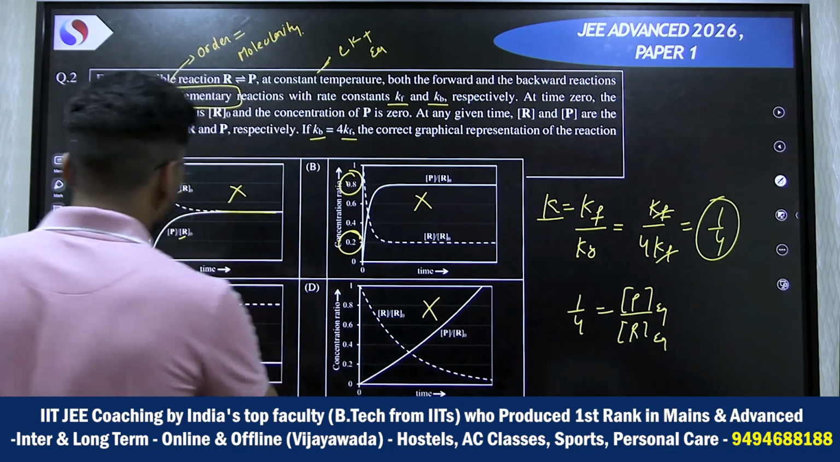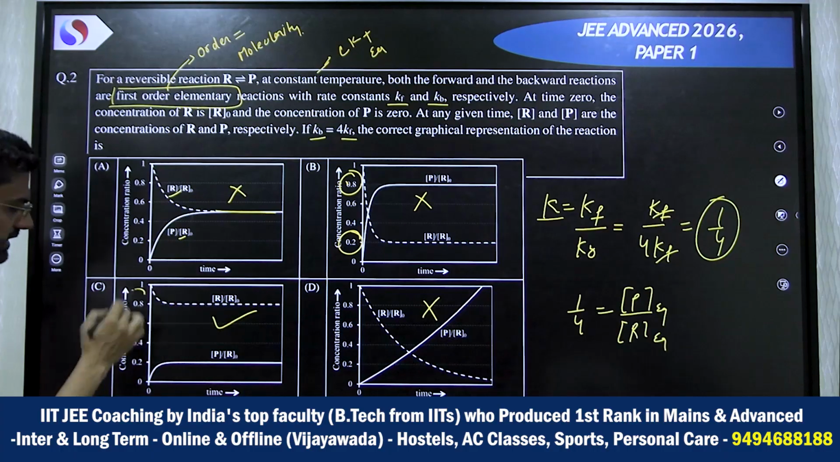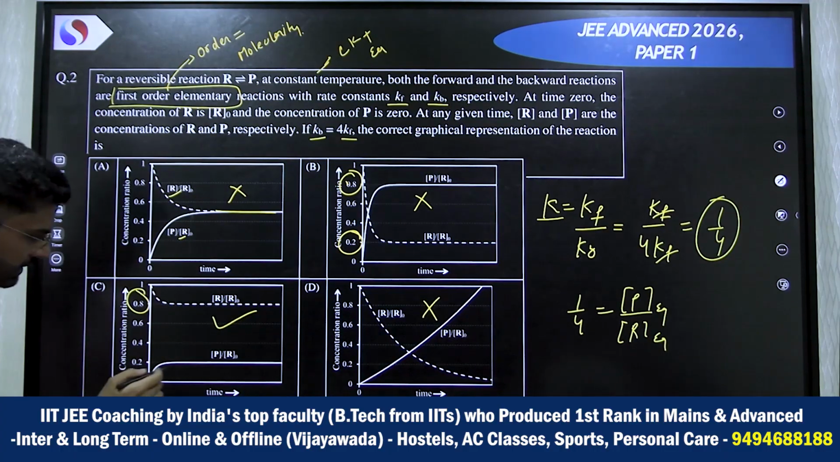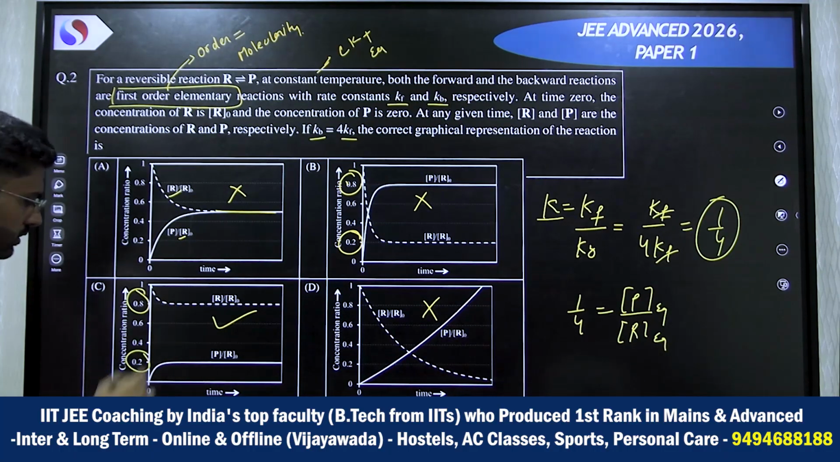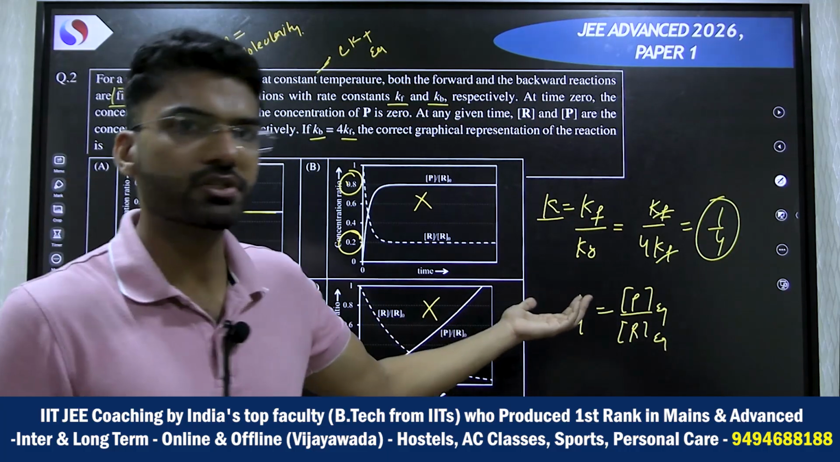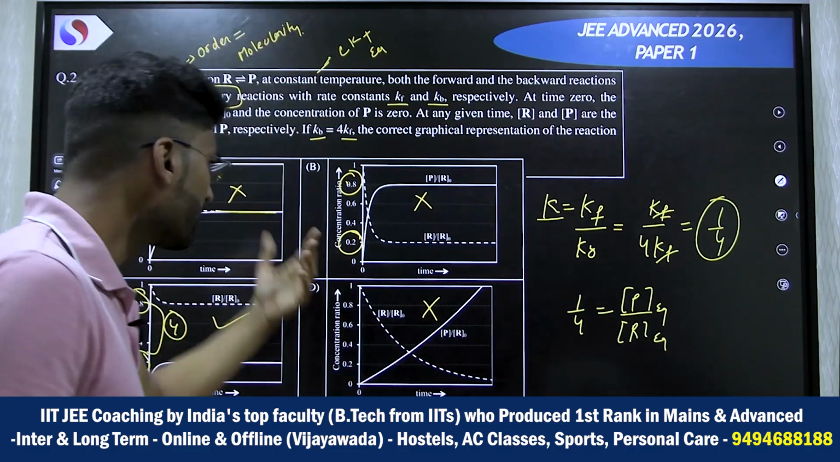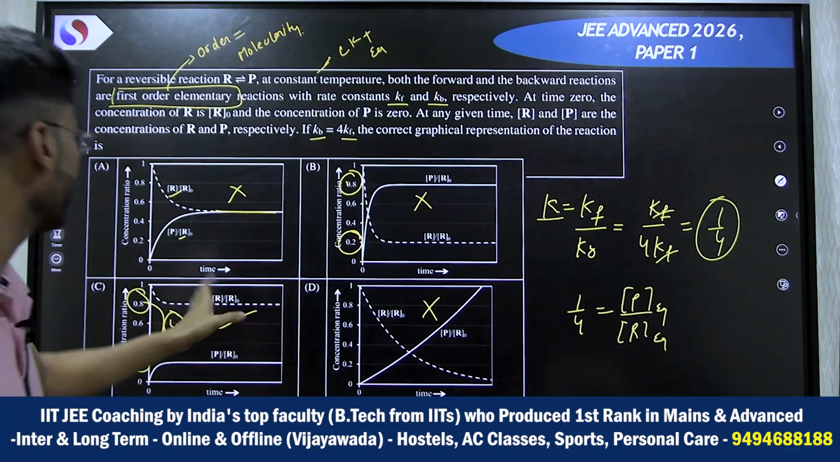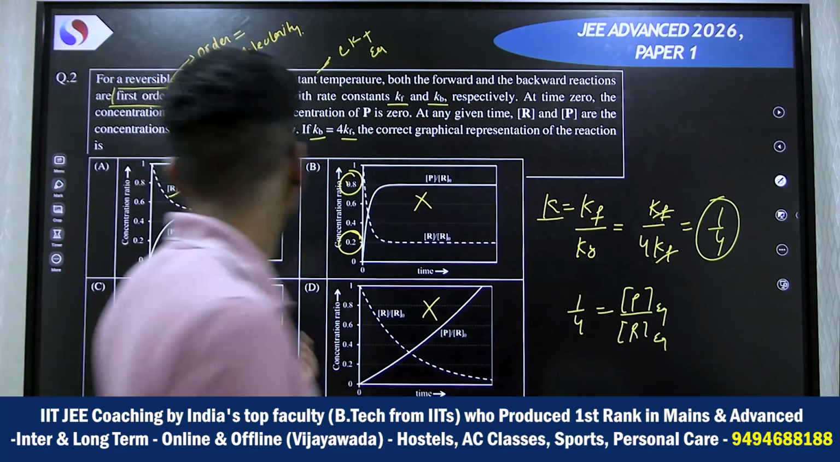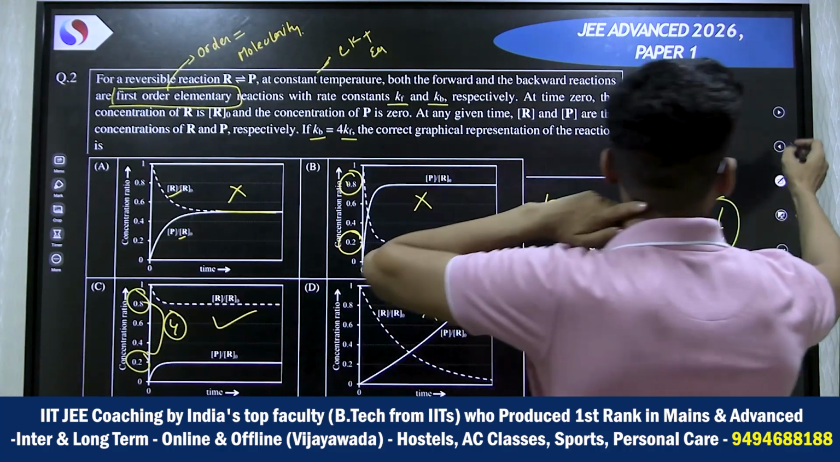So the only option you are left with is this. You can see the reactant concentration is 0.8 and the product concentration is 0.2, so this is nothing but 4 times of this. You can solve this question by this method also. Or if you actually want to calculate the exact value, you can do that also. How can you calculate the exact values?